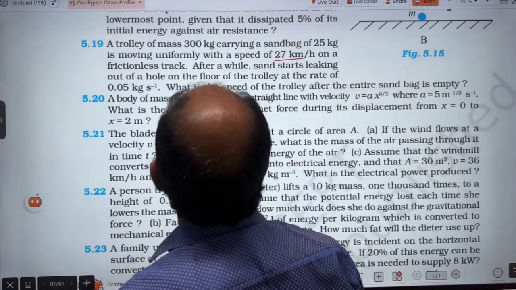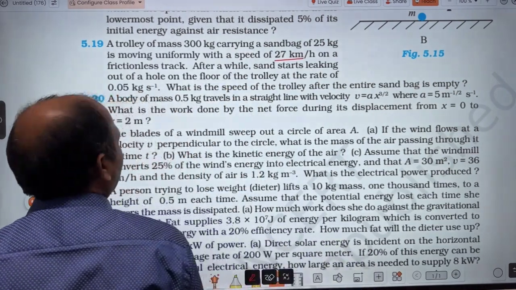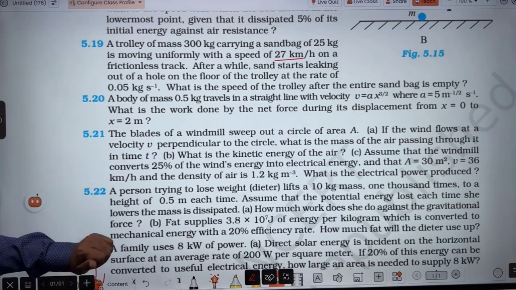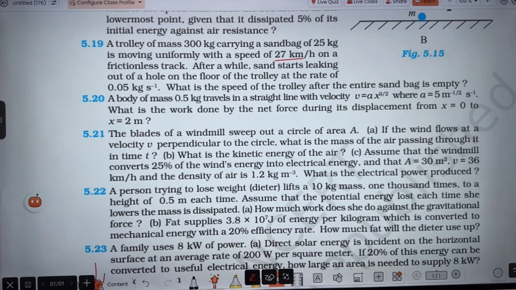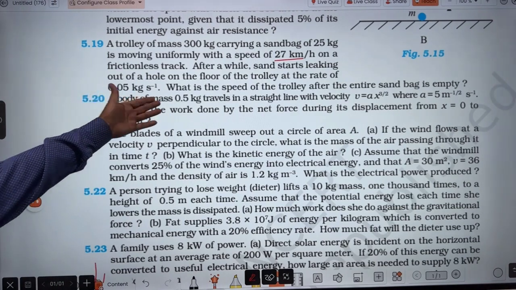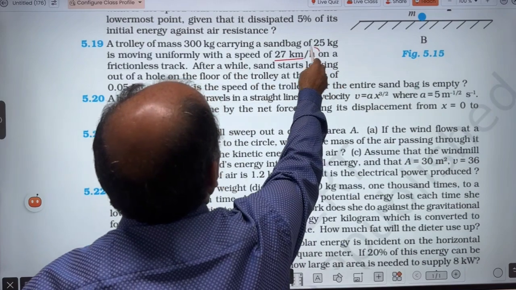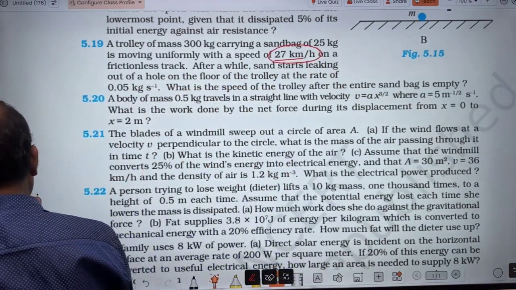Here uniform speed is given. So in absence of external force, there will not be any acceleration. If there is no acceleration, then speed will not change. So the answer to "what is the speed of the trolley after the entire sandbag is empty?" will remain the same as 27 km per hour. I think the thing is clear.